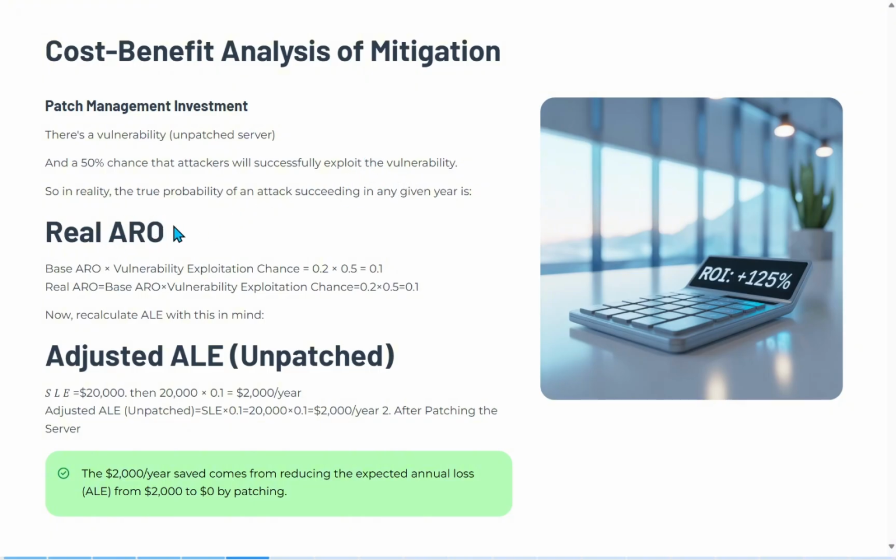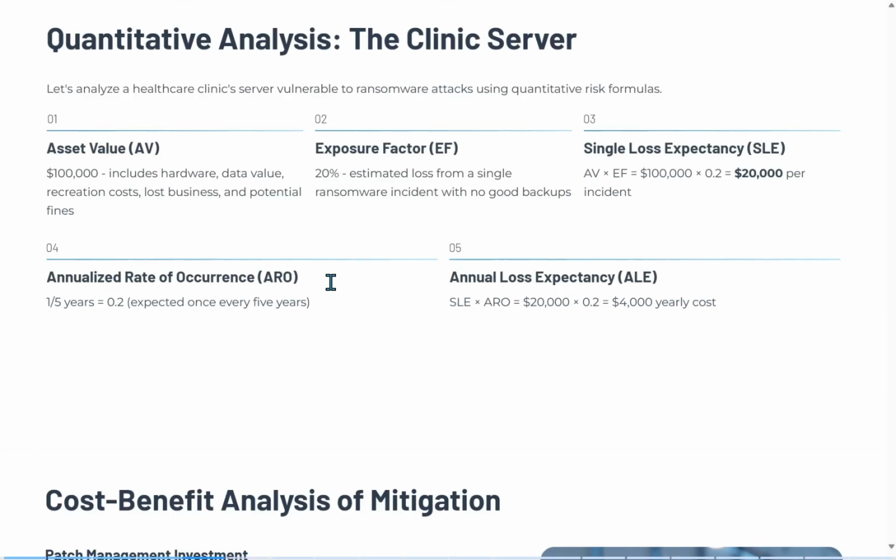So in reality, the true probability of the attacker succeeding in any given year is, let's calculate again, the real annual rate of occurrence now, which is the base annual rate of occurrence times the vulnerability exploitation chance. If you can remember, 0.2 is the annual rate of occurrence here.